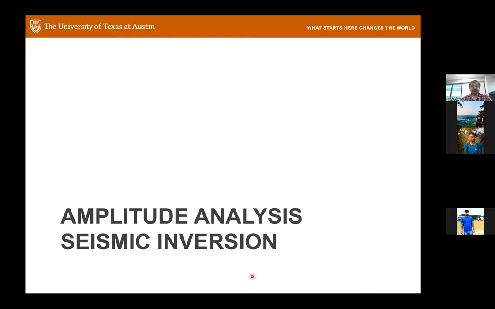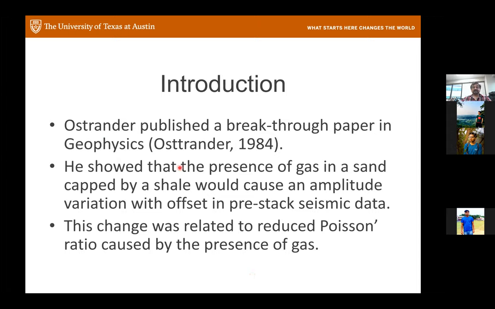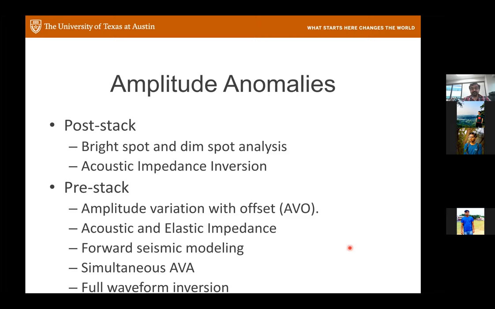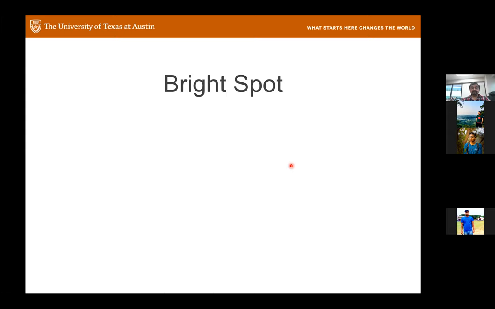All right, so I talked a lot about the amplitude and the travel time analysis; very quickly on amplitude analysis. There was a major breakthrough by a paper by Ostrander in 1984, where he showed that the presence of gas in sand capped by shale would cause an amplitude variation with offset. So let's say you have a structure like this, and from here you got the seismic section, and that came out of a CDP gather. Then you can look at the amplitude variation as a function of offset, which may look like this. It turns out that in a particular situation, this amplitude variation is such that when you stack those, they give rise to very bright reflections, and these are called bright spots. I'll show you some examples of bright spots in seismic data.